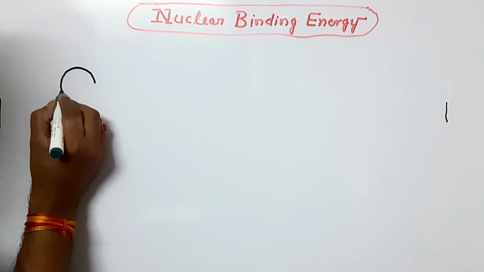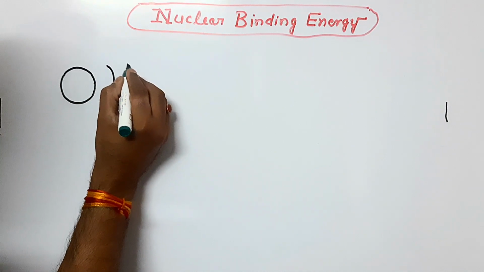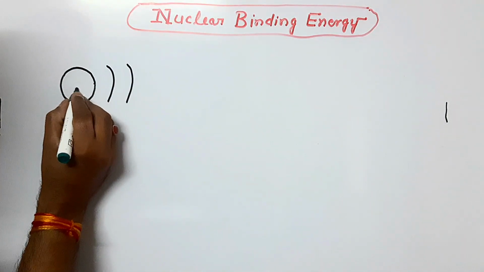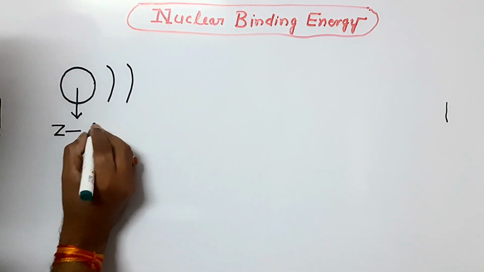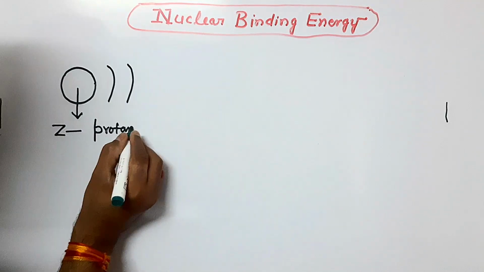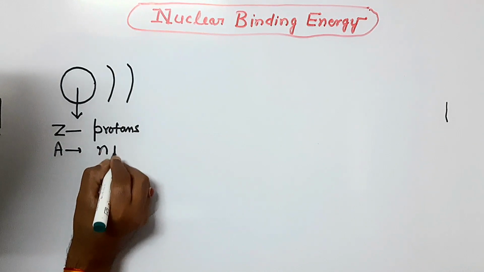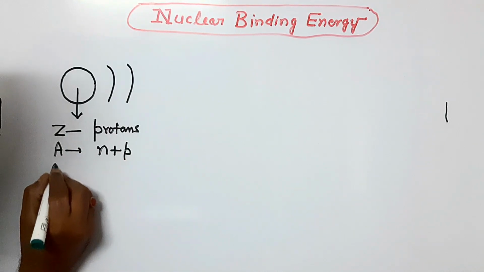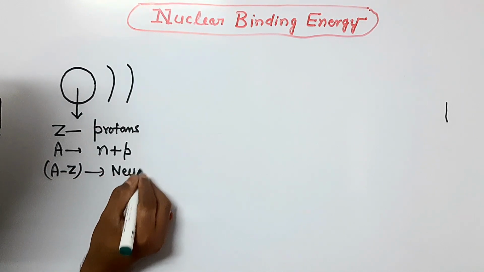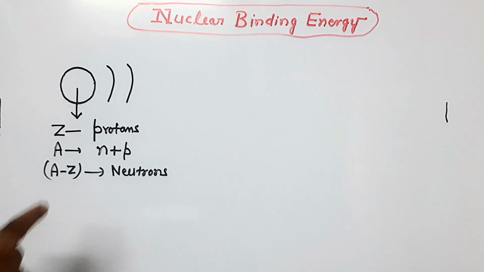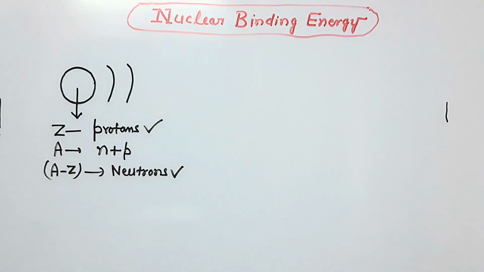So here an atom is given, this is the nucleus of the atom, and here are the orbits where electrons are revolving. If the atomic number of this nucleus is Z, then Z represents the number of protons. And if the mass number is A, then A represents neutrons plus protons. Then A minus Z represents the number of neutrons in the nucleus. So the nucleus is composed of Z number of protons and A minus Z number of neutrons.